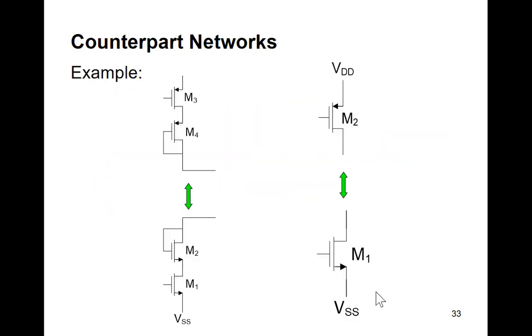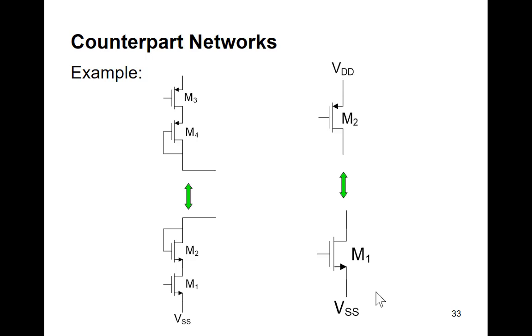So here's an example. This is a network that has some N-channel devices. And I'm going to replace VSS with VDD. I'm going to somehow have this VDD on top there. I'm going to replace the N-channel devices with P-channel devices. So I replace M1 with M3. I replace M2 with M4. I keep the same connections for the structure. So this becomes the counterpart network to this one.